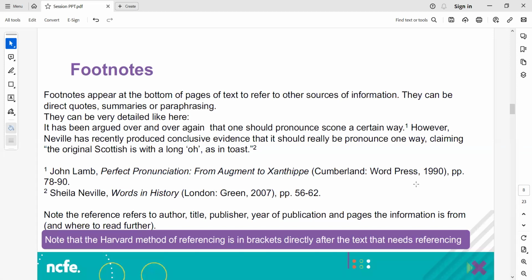And then it's got a little number two. So again, we can look down and we can see that this quote comes from the author Sheila Neville, Words in History, London, Green, 2007, pages 56 to 62. So the reference or the footnote refers to the author, title, publisher, the year of publication, and the pages the information is from. So it's telling you that you can get further information if needed or if you want to from that source. So the footnotes give sources for information or quotations in the text you are reading.